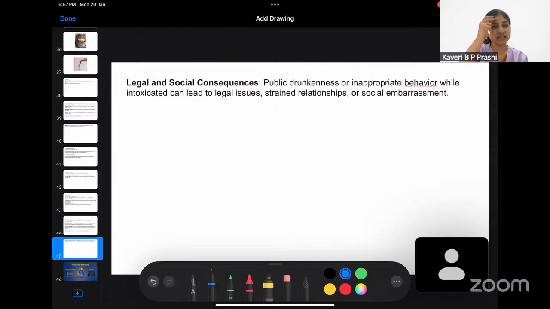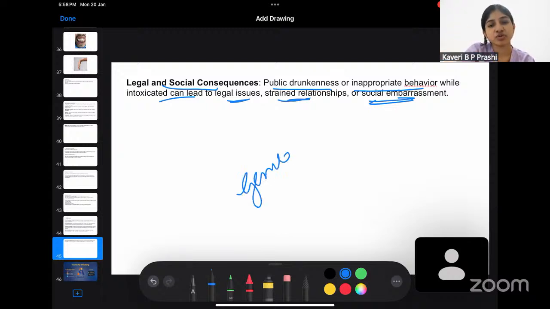What are the other things that you can see? There can be legal as well as social consequences. Public drunkenness or inappropriate behavior while intoxicated can lead to legal issues, strained relationships, and even social embarrassment. So when a question about drunkenness comes, this is what you have to explain. These are very general points, so you can easily explain all these things.